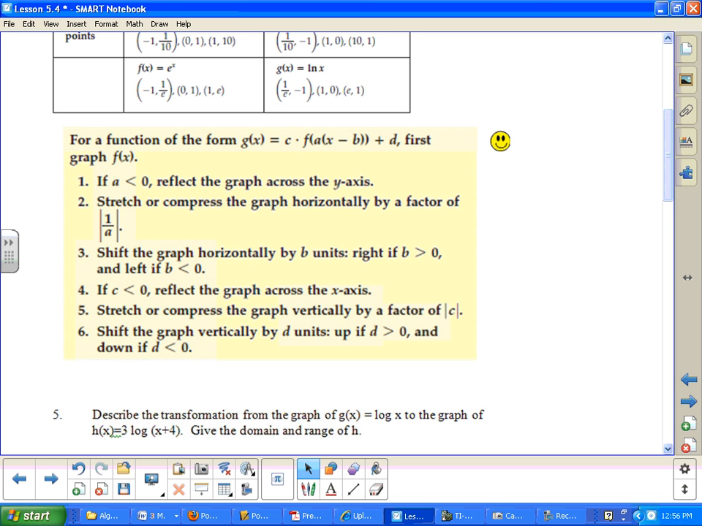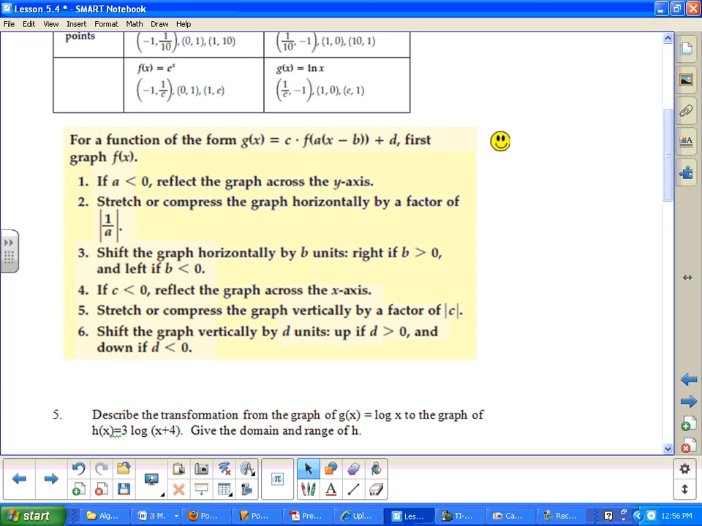c is our vertical stretch or compression. If the absolute value is greater than 1, then it stretches it. If it's between 0 and 1, it compresses it. And d is our vertical shift. It moves it up or down, whether it's positive or negative.